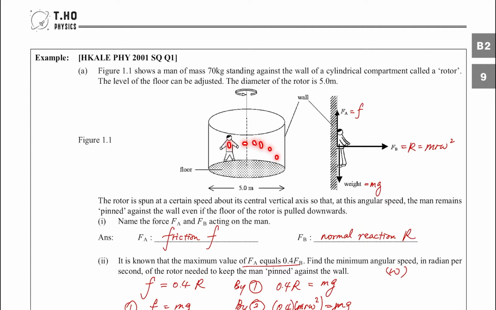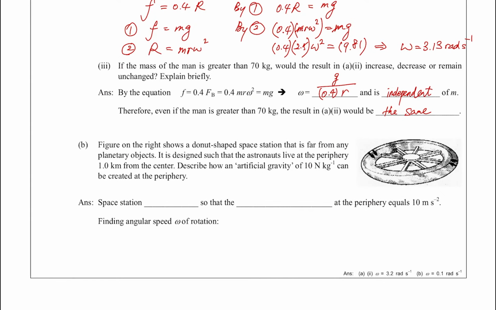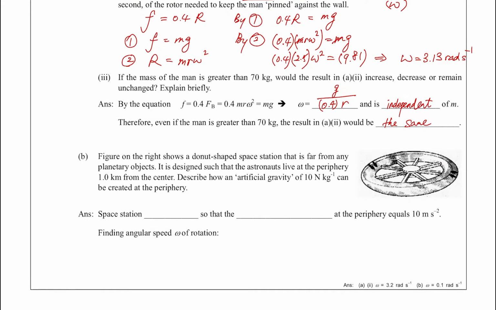So therefore, in the amusement park, practically, no matter you are fat, you are thin, you all stand inside the rotor. When the rotor starts to rotate, everyone inside would be pinned to the wall when the angular speed reach a threshold value. So everybody, no matter you are fat or thin, you will be pinned to the wall. So it's independent of the mass.